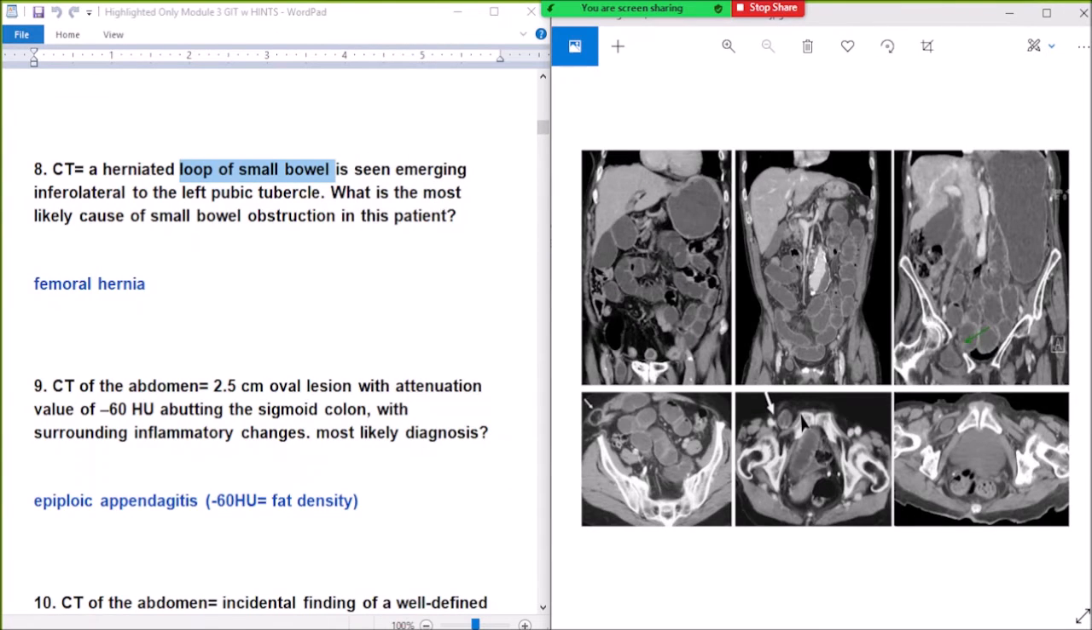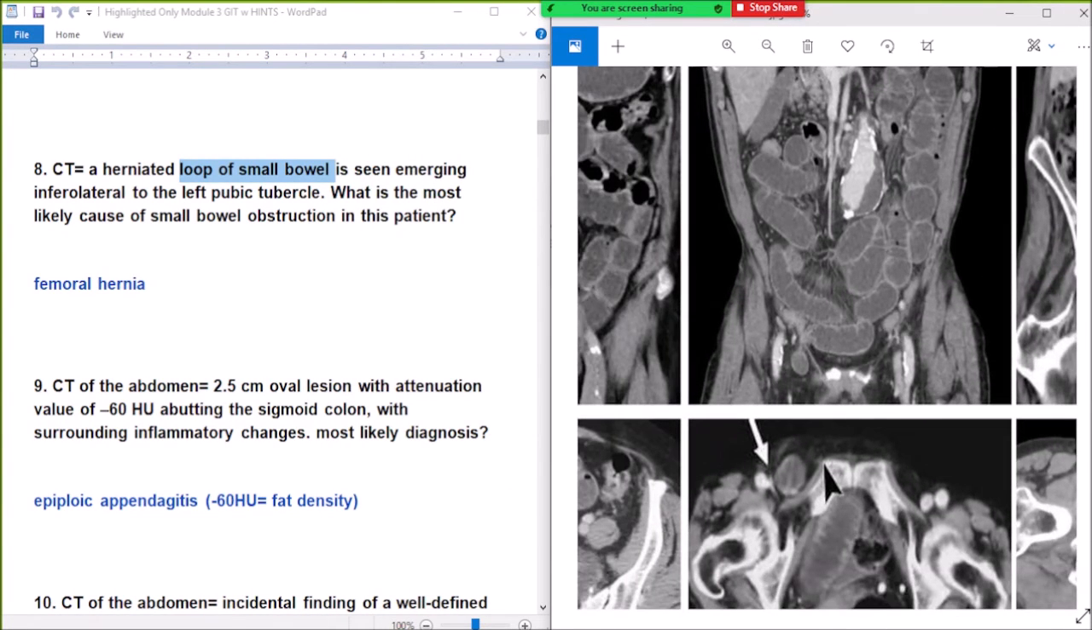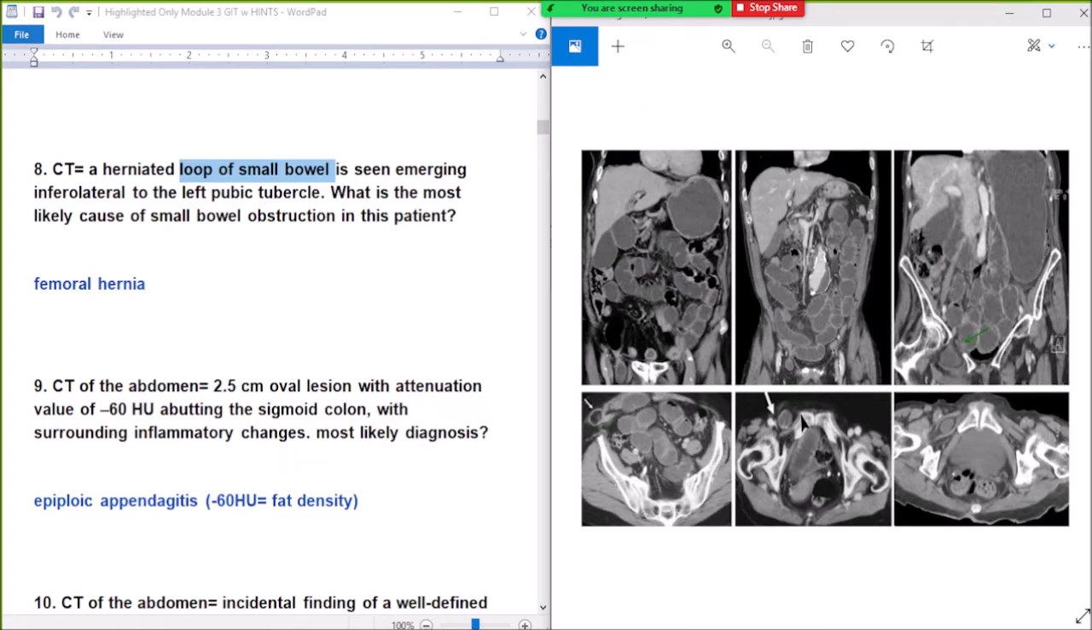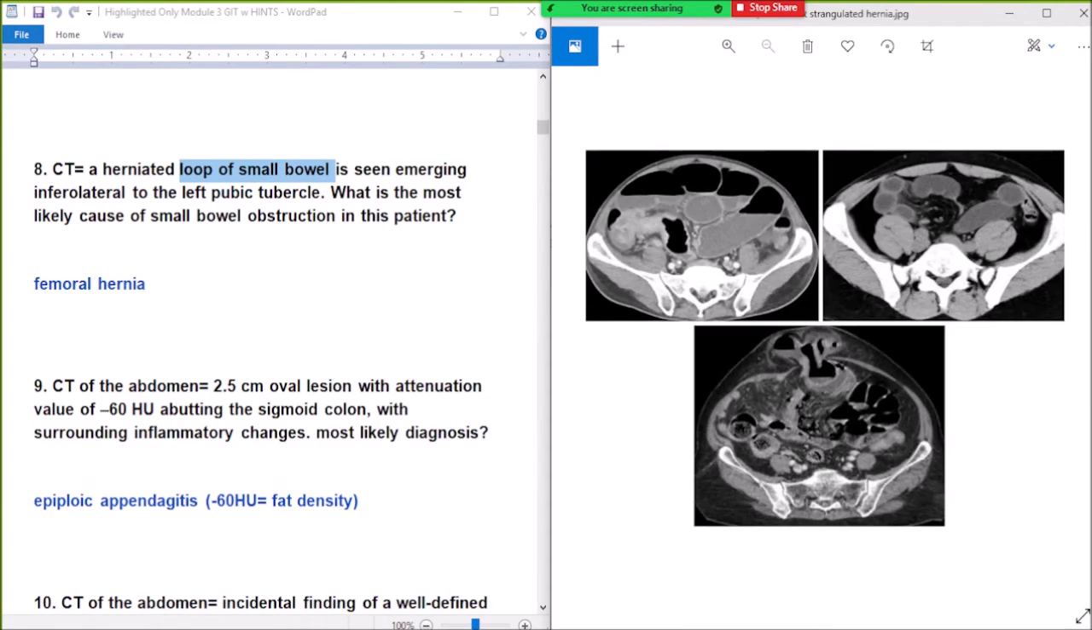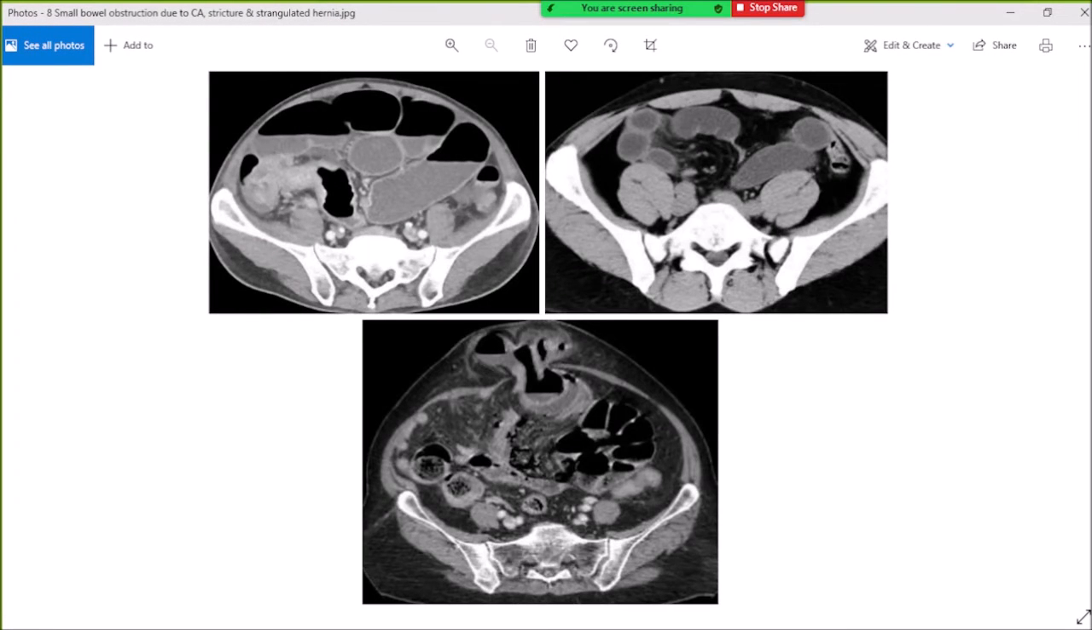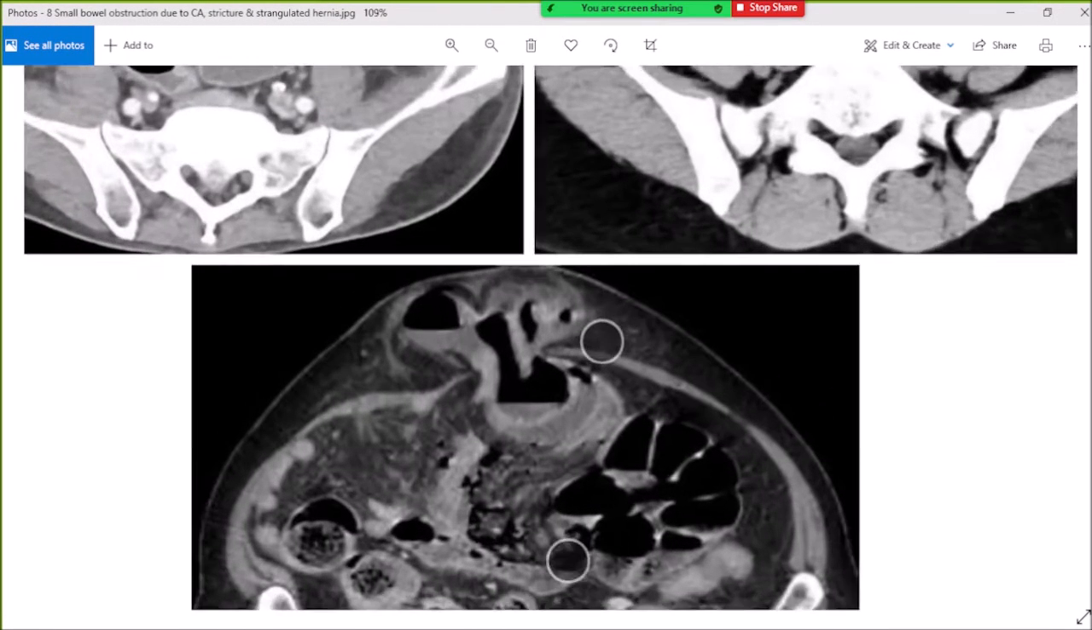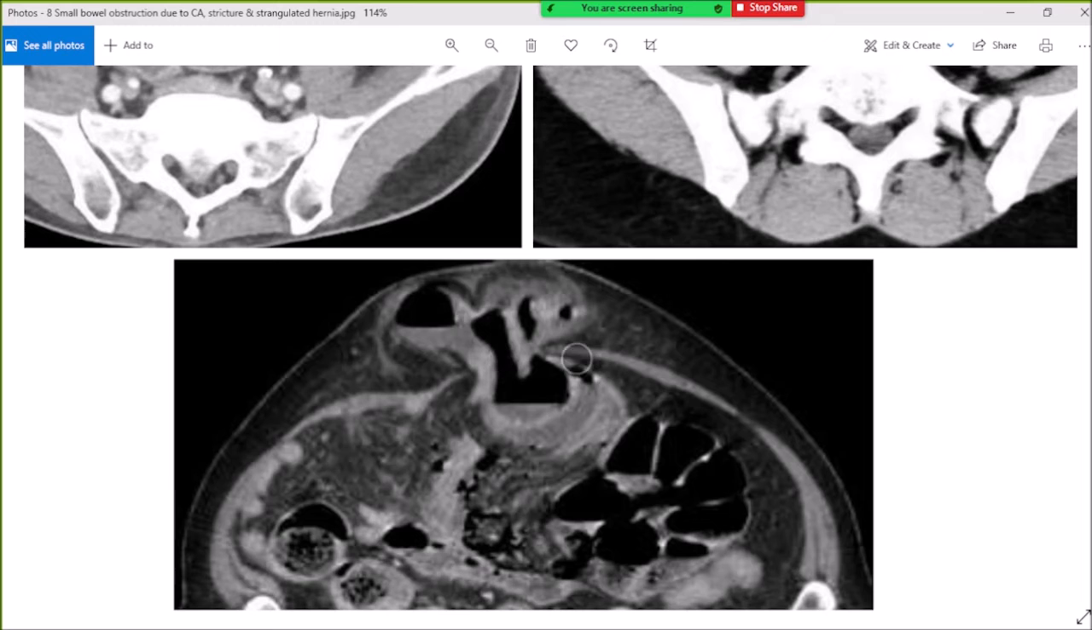It says here femoral. A herniated small bowel loop is seen emerging inferior lateral to the left pubic tubercle, or here the right pubic tubercle. Most likely cause of small bowel obstruction: femoral hernia. Next image. Okay, this is strangulated hernia. Small bowel obstruction due to strangulated hernia in the anterior abdominal wall.